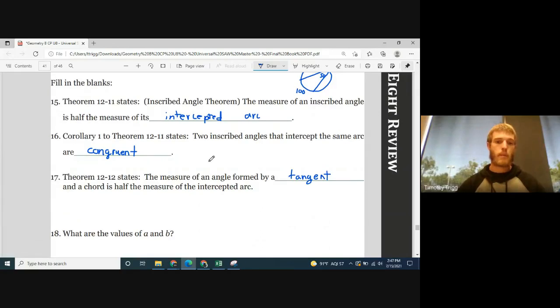Two inscribed angles that intercept the same arc are congruent. So if you have this angle that grabs this arc right here, and then you have another angle that grabs that same arc, then that means these two angles are congruent.